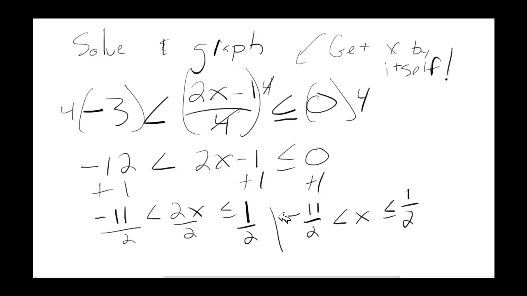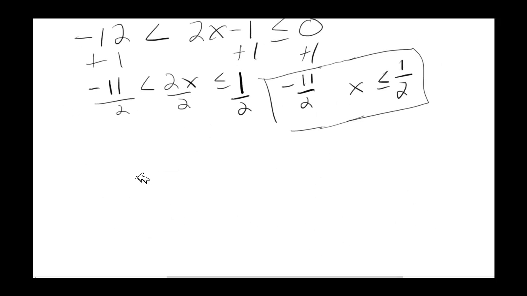And this is our nice solution. These fractions are okay because they're simplified. Doesn't matter if this is an improper one. And let's take a look at the graph. Okay, I gave myself some room there, so oops, still less than. Okay, here's our number line. Here's minus 11 halves over here. And here's 1 half to the right.